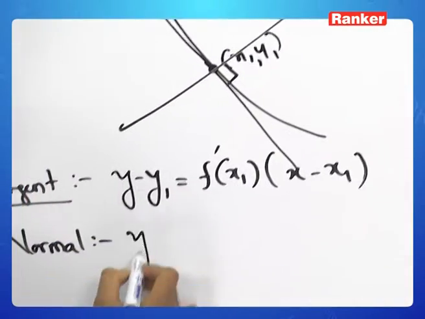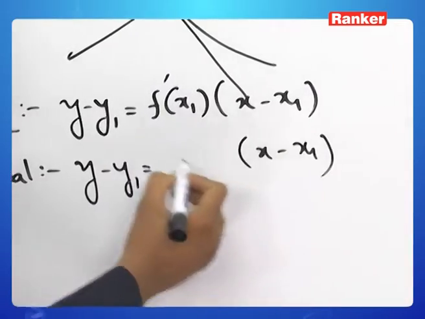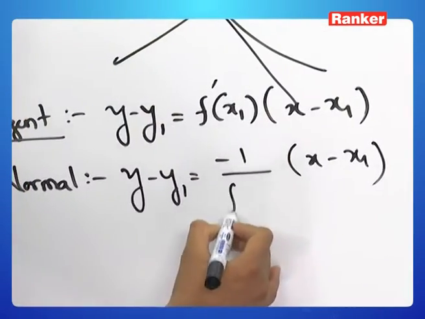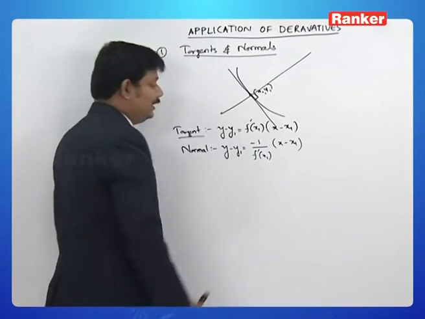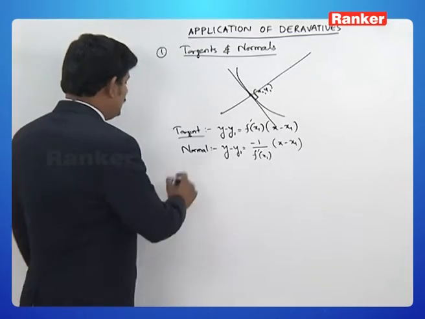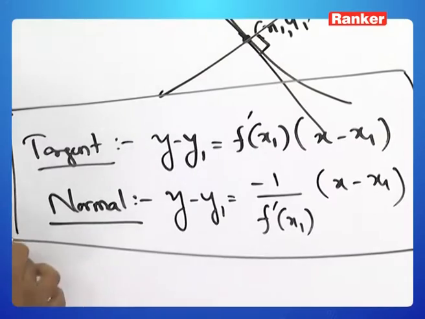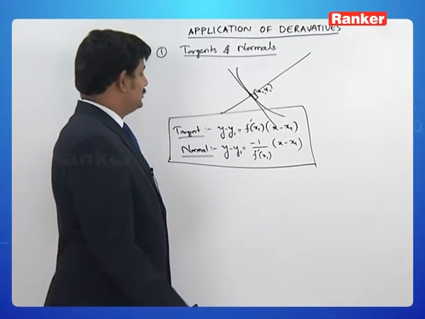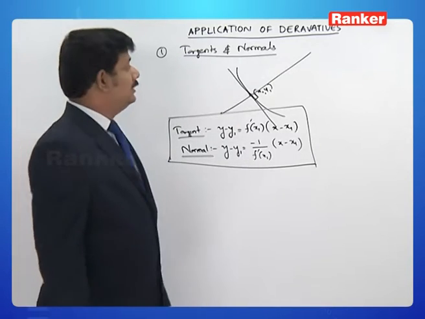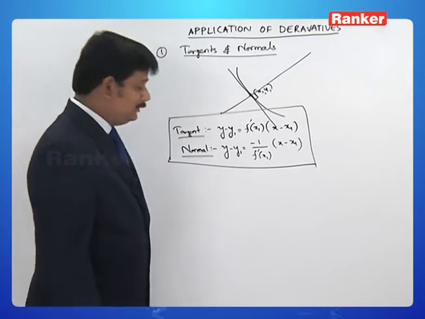So, it passes through (x1, y1): y minus y1 is equal to m into x minus x1, and the slope of the normal would be minus 1 by f dash of x1, where f dash of x1 is the slope of the tangent line. So, this is how we write the equation of tangent and the equation of normal at any point on the curve using application of derivatives. That is the reason tangents and normals can be ably dealt with in the chapter of application of derivatives. Let us look at an example.